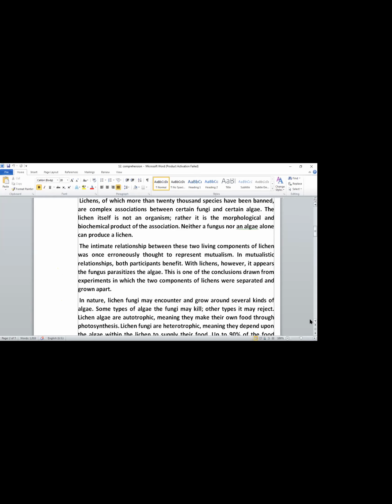All the students, now please read this and keep in mind, what do you mean by lichens? Lichens, of which more than 20,000 species have been banned, are complex associations between certain fungi and certain algae. The lichen itself is not an organism, rather it is a morphological and biochemical product of the association. Neither a fungus nor an alga alone can produce lichen. So, can anyone answer me? Lichens are complex association between certain fungi and certain algae.